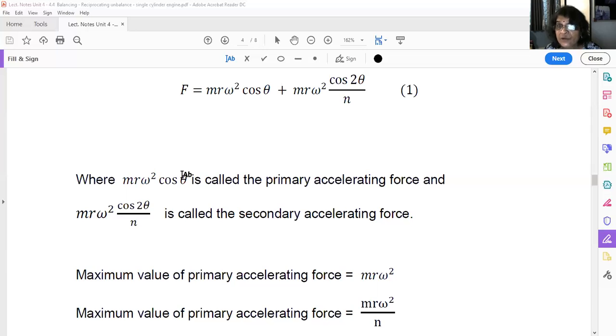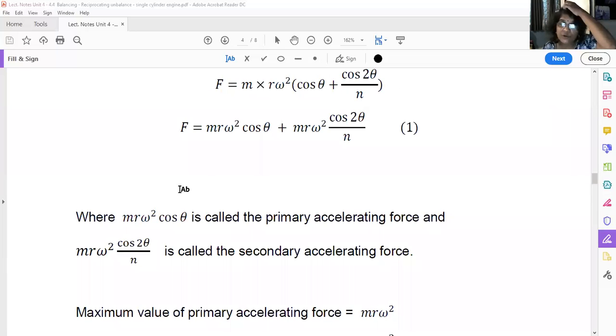Now consider what we learned in rotating unbalance and what we are studying in reciprocating unbalance. In rotary unbalance, there were only two polygons we studied, that is the force polygon and the couple polygon. Here also we have to draw those polygons, but two new terms have been added. What are those two terms? Primary unbalanced force and secondary unbalanced force.